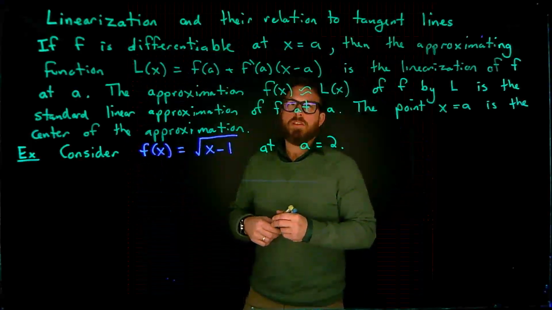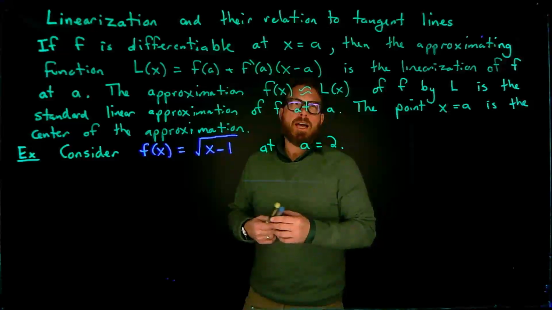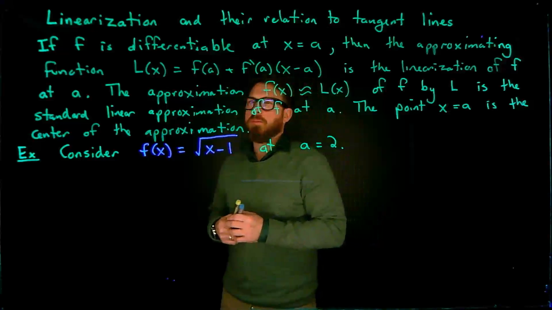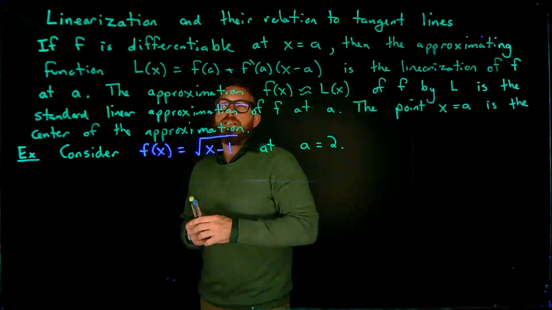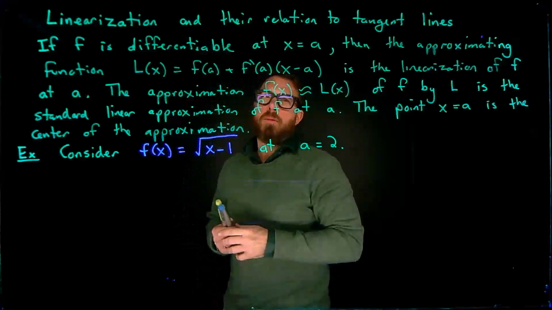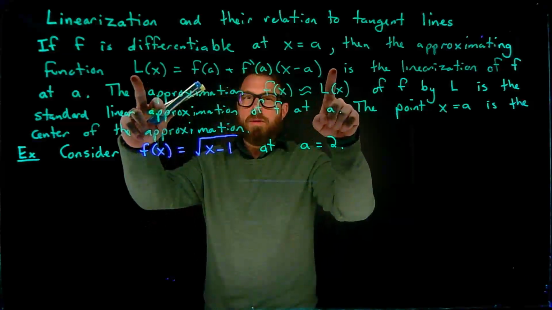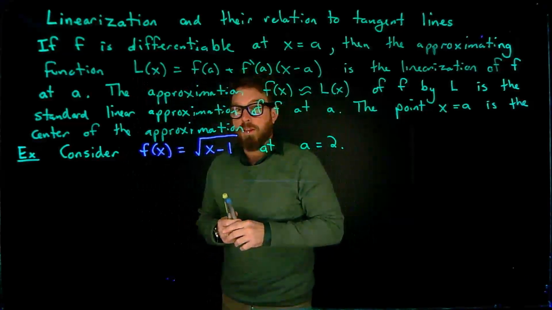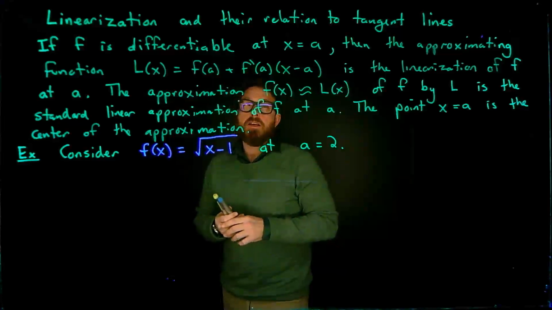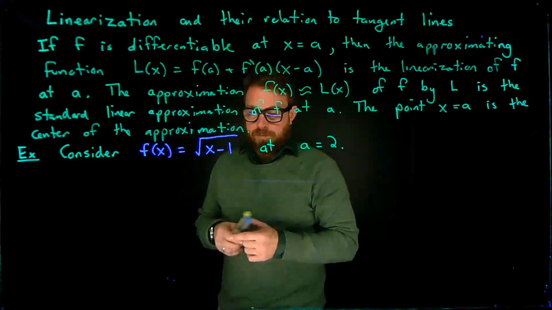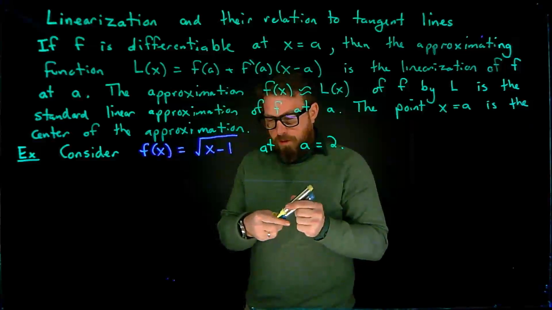So if f is a differentiable function at x equals a, then the approximating function L of x is equal to f of a plus f prime of a times x minus a. Now, this approximation function is nothing more than the tangent line. If we look at a tangent line, we can just kind of force this.